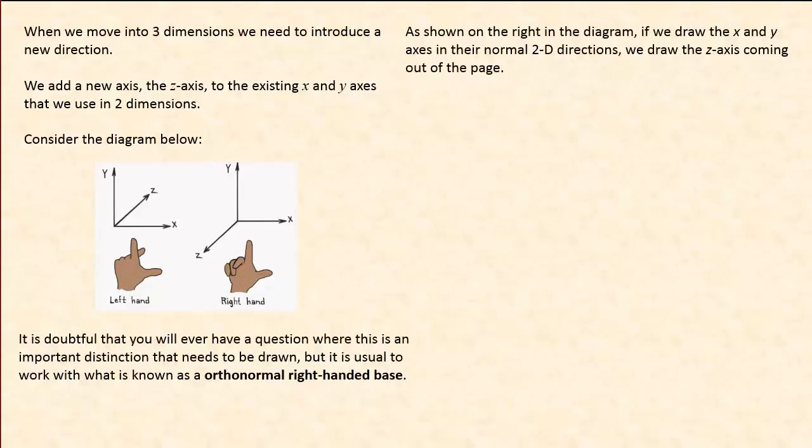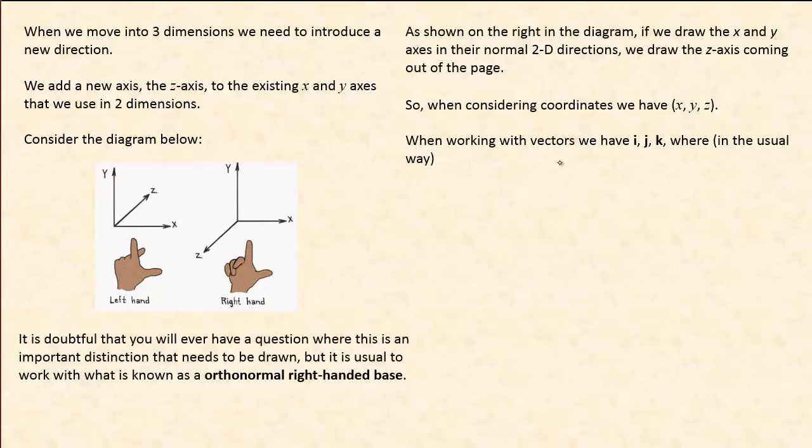As shown on the right in the diagram, if we draw the x and y axes in their normal 2D directions, we draw the z-axis coming out of the page. So when considering coordinates, we have x, y, and z coordinates.